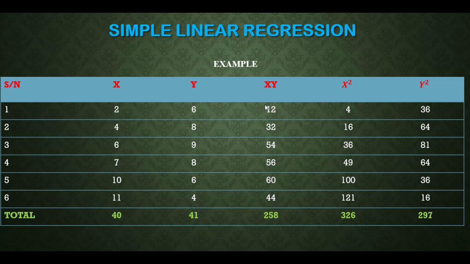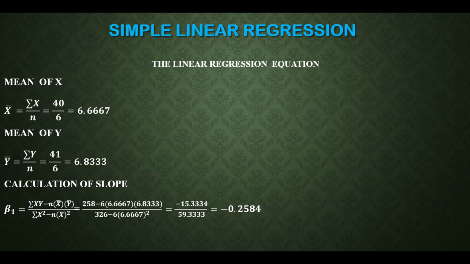The same thing for y square, 6 square is 36, 8 square is 64, all the way to the last value here, 4 square is 16, giving all this a total of 297. And we are going to apply all these values to solve our linear regression equation. Then the next thing is to calculate the mean.